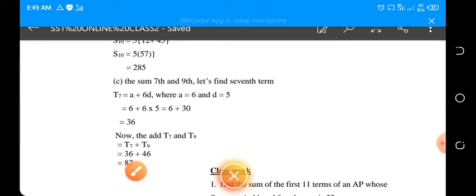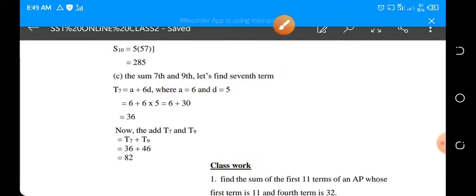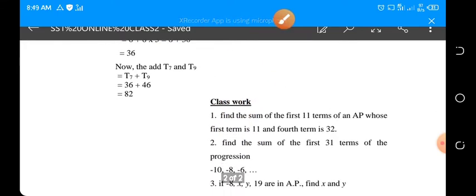Is that taken? Therefore, we should know the difference between when they say sum of the 7th and 9th terms, or sum of the first 10 terms. That's the difference. That's why I put this one there. Is that taken? Okay, let's see our classwork before we round it up for today.